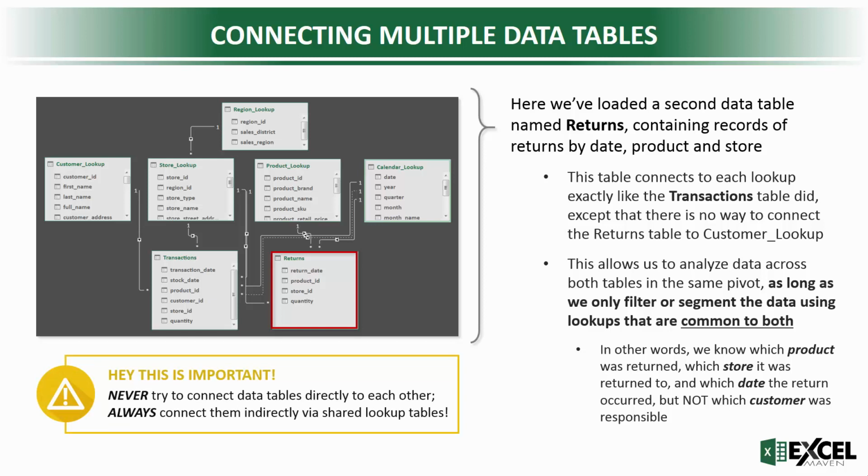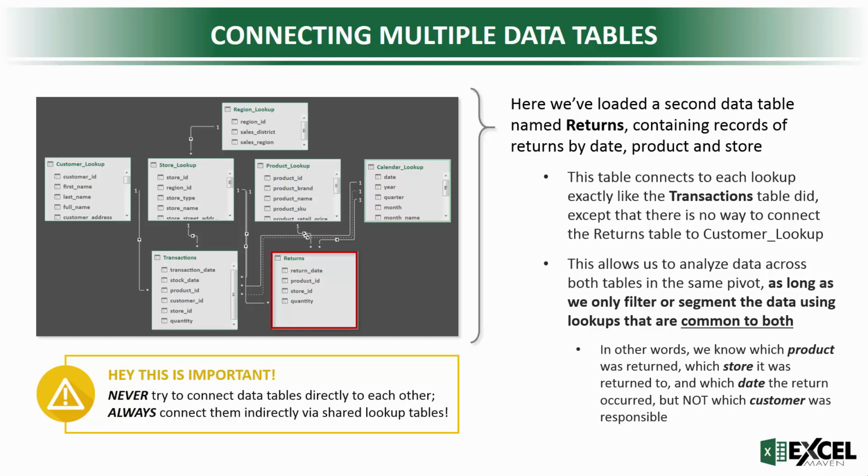So, big yellow important box here. You never ever try to connect data tables directly to each other. You always connect them indirectly via shared lookup tables. And the reason you can't connect them together is because you're trying to force many-to-many relationships. And there's no way to create those relationships in any way that makes logical sense.